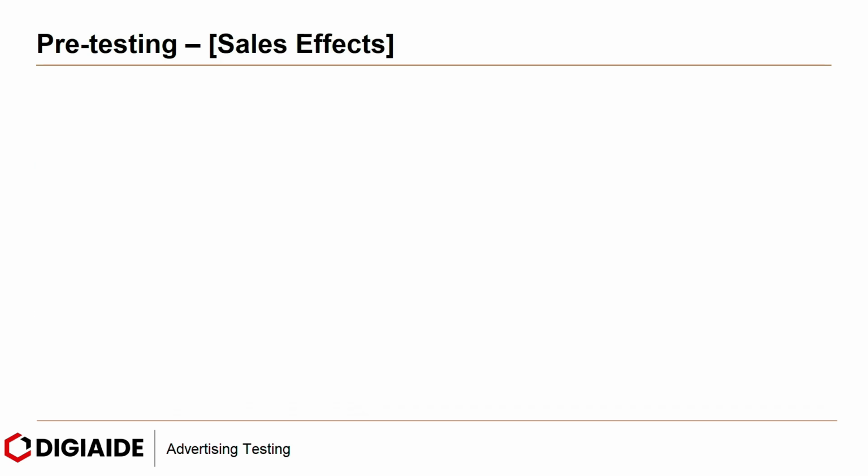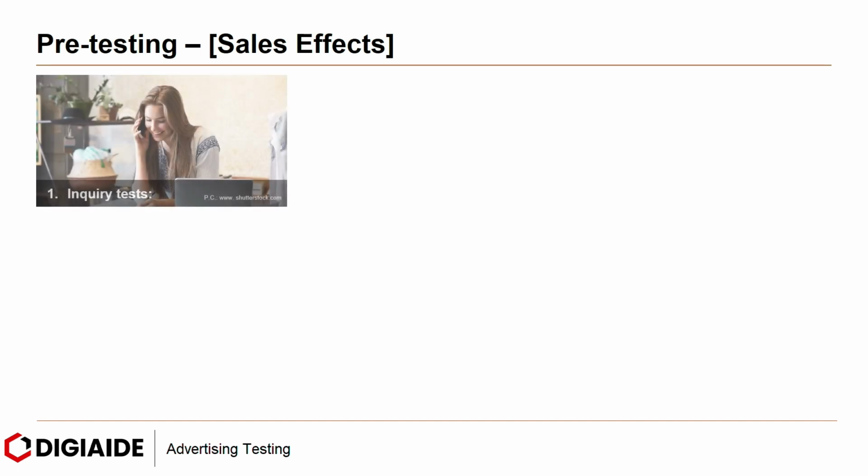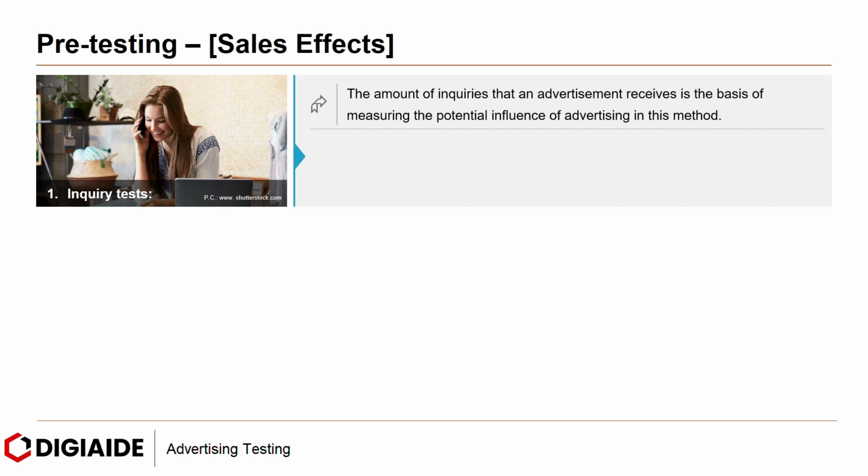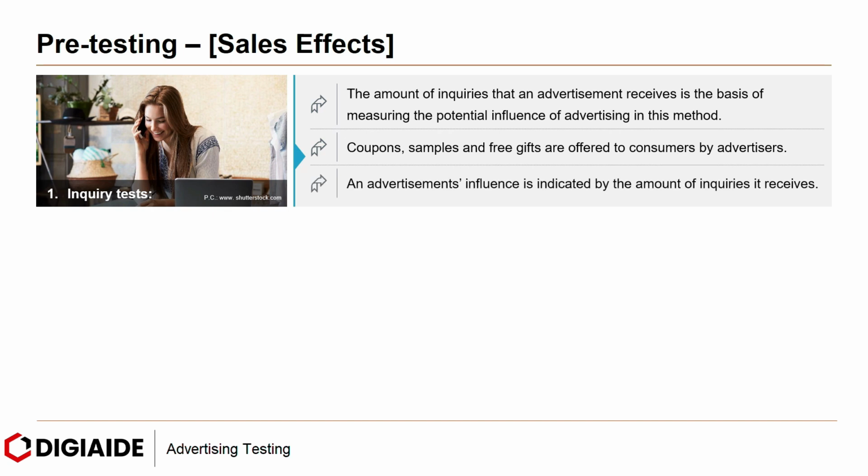Moving on to pre-testing, looking at the sales effect. Under that, there are 2 methods. First, the inquiry test. As the name suggests, the amount of inquiries that an ad receives is the basis of measuring the potential influence of advertising in this method. Coupons, samples, and free gifts are offered to consumers by advertisers. An advertisement's influence is indicated by the amount of inquiry it receives.